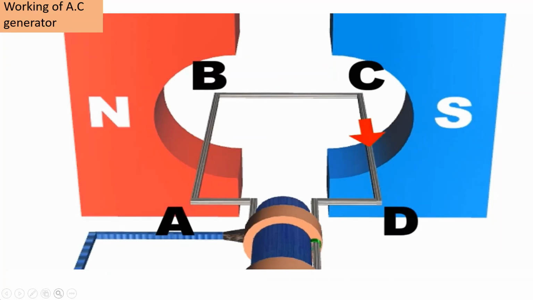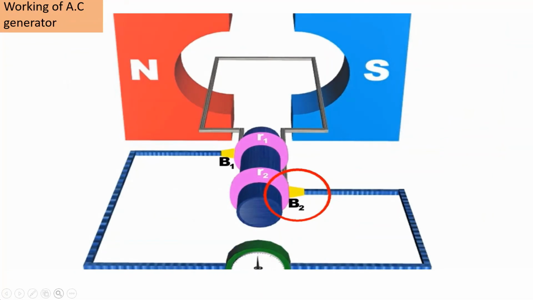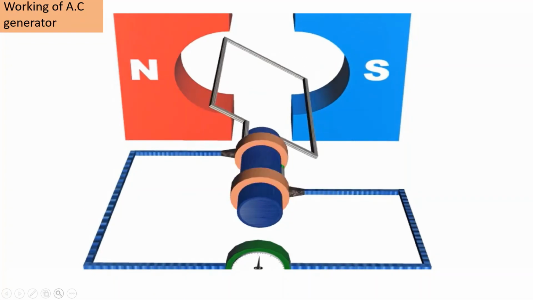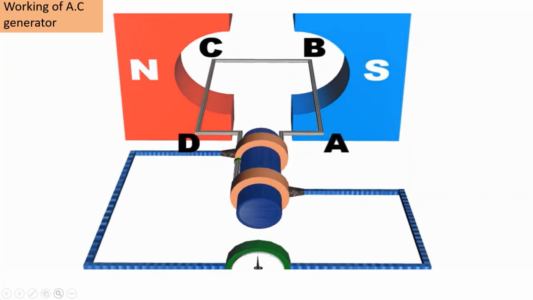This means that the current exits the coil from the brush B2. Thus, the current in the external circuit flows from brush B2 to brush B1. Now, after half rotation, the arm CD starts moving up and arm AB starts moving down. So, we can see the direction of force has changed. What does this mean? It means that the direction of induced current in both the arms will change.